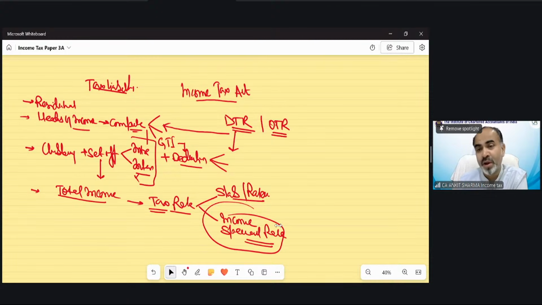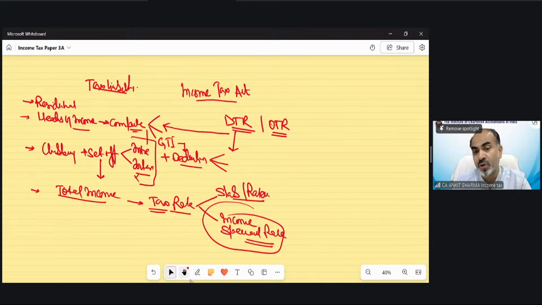Can you tell one more income under income from other source having a special rate of income? Which is it? Who will tell me? Lottery income, correct. The casual income having a special rate of income, 30%. So on the total income, we have to apply these rates. And after applying these rates, you will get your tax.